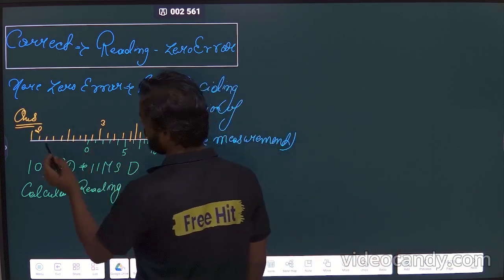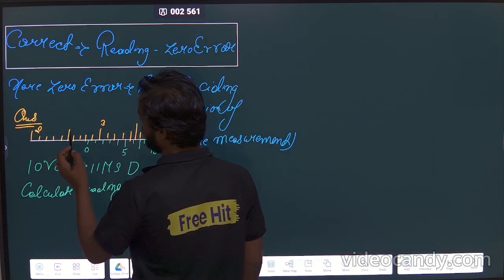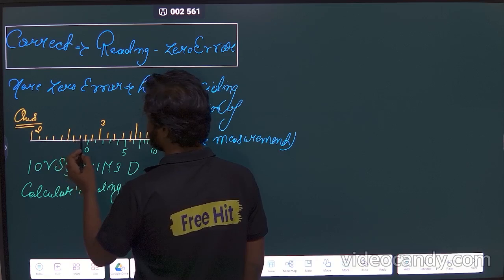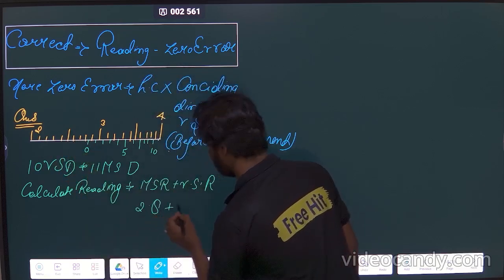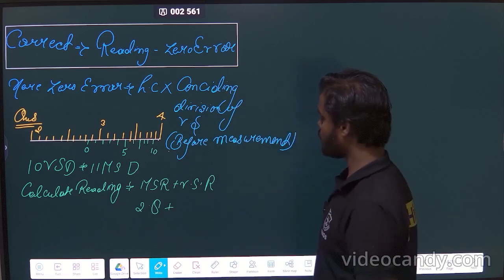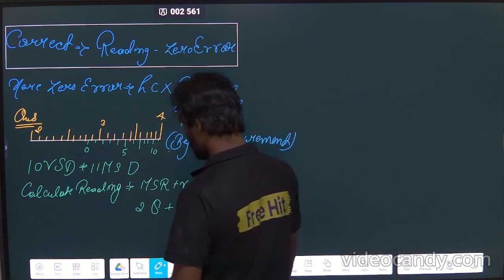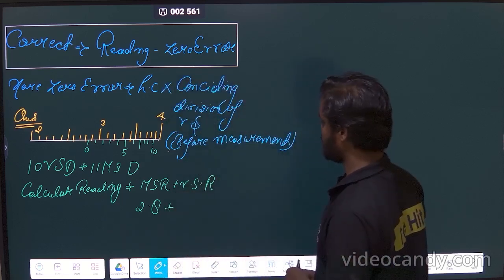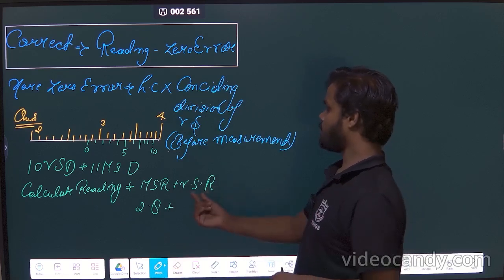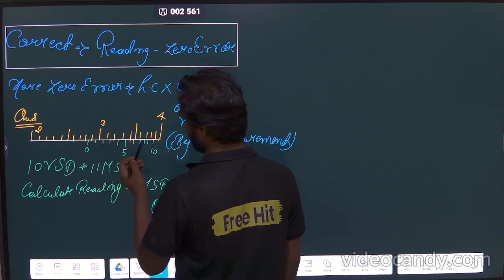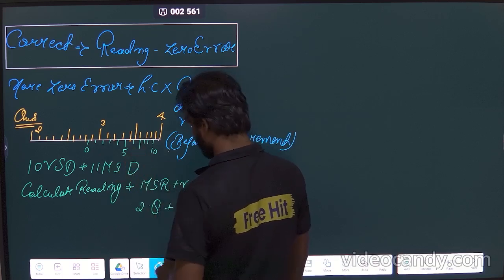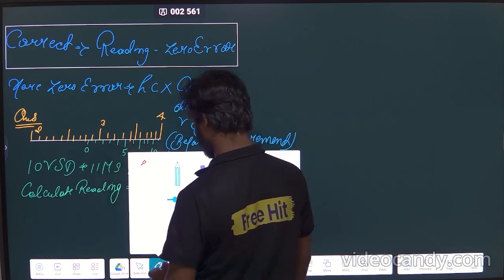What is my main scale reading? If I see properly, this is 2, this is 2.5, correct? This will be 2.6, 2.7, 2.8. So 2.8 is clear. Now how to calculate the vernier scale reading? To calculate it, we have to calculate least count into coinciding division. Which division is coinciding? See here.